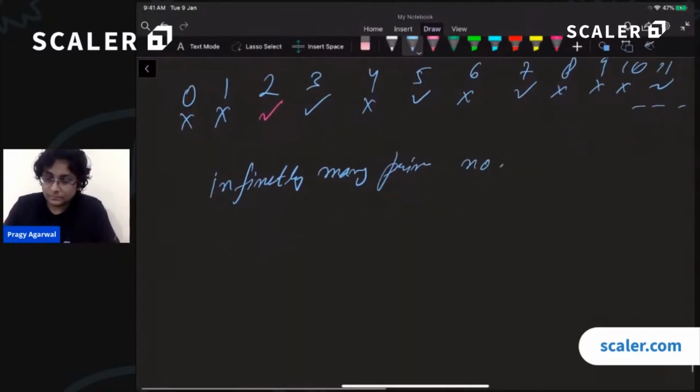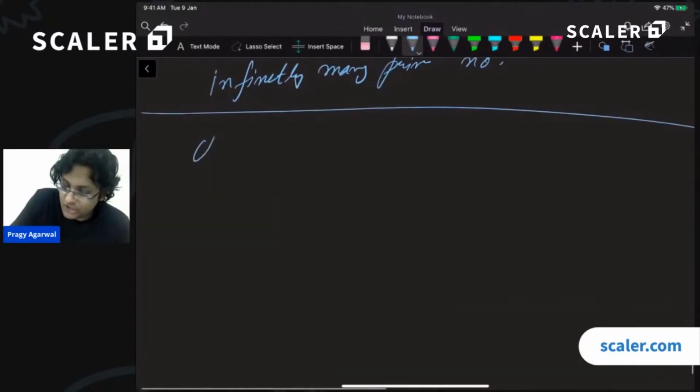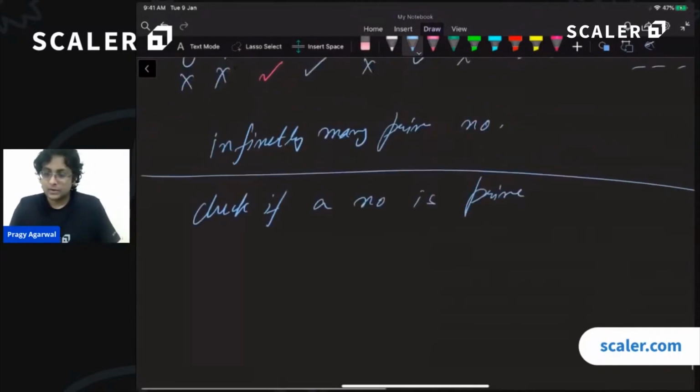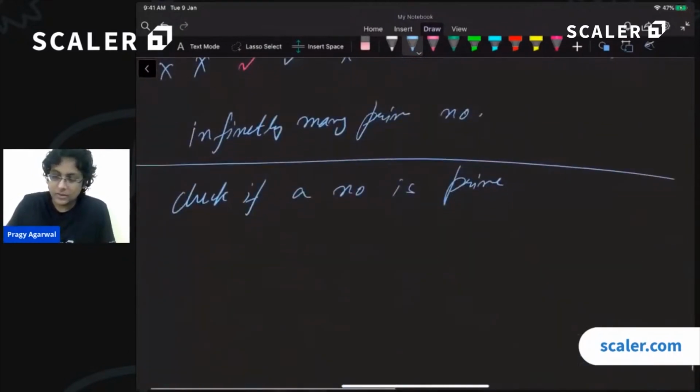All right. So now that we know the definition of a prime number, suppose we want to write a program. Can we check if a number is prime? We know that the definition of a prime number is a positive integer which has exactly 2 divisors. So given a number, can we check if it is prime?